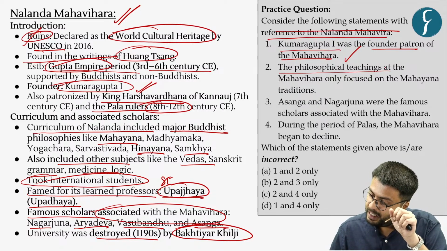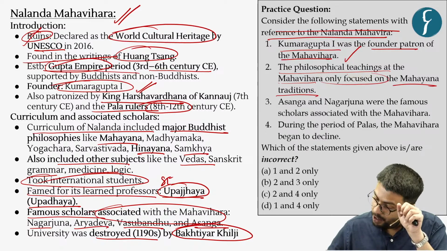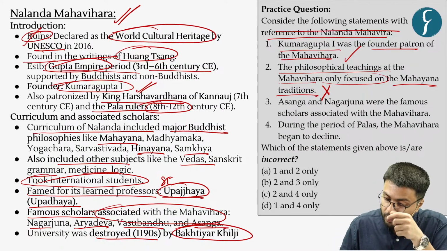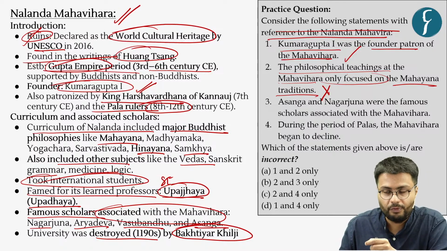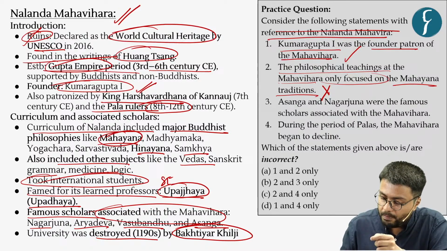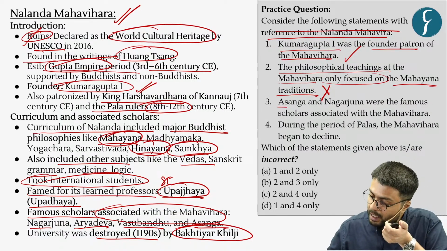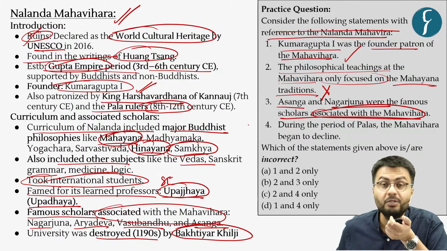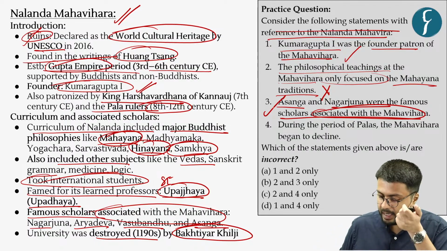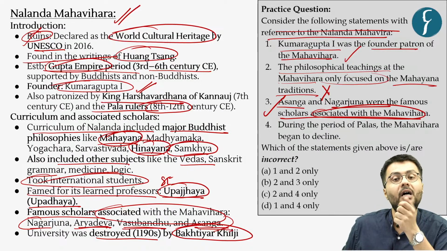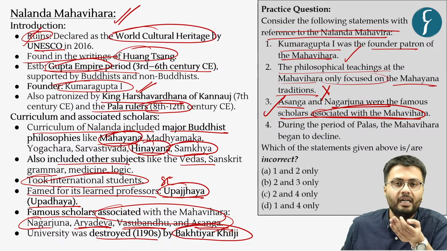Now the philosophical teachings at this Mahavihara only focused on the Mahayana tradition, which you can understand is incorrect, because this university included studies related to major Buddhist philosophy, not just Mahayana Buddhism, but also Hinayana and Samkhya Buddhism as well. Now, Asanga and Nagarjuna were famous scholars who were associated with this Mahavihara, which you can understand is correct, as I have highlighted that Nagarjuna, Aryadev, Vasubandhu and Asanga are the famous scholars associated with Nalanda University.